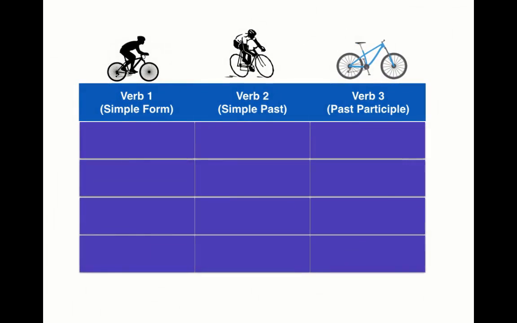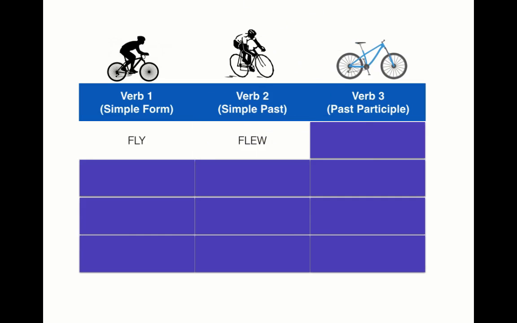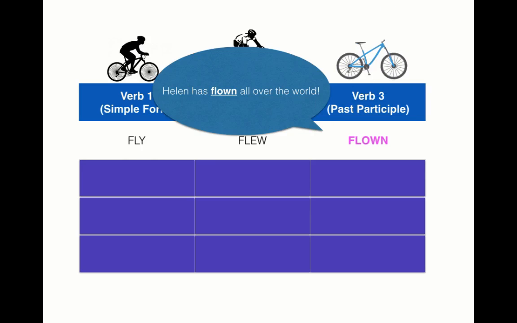Let's look at some examples. The verb fly is an example of a verb in its simple form. For example, when I have to go to another country, I fly in an airplane. What about the simple past? Do you know what form that is? That's right, it's flew. Yesterday, a bird flew into my window. And the past participle is flown. Remember my friend Helen? She has flown all over the world.